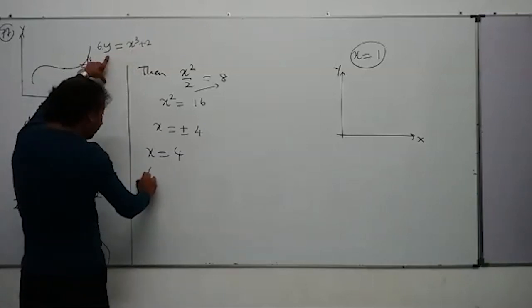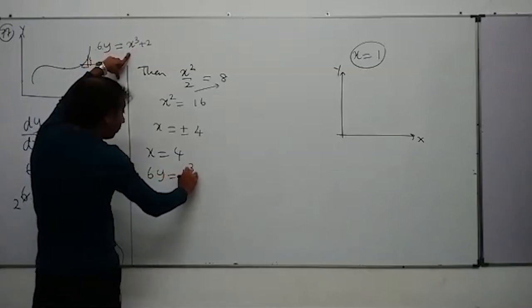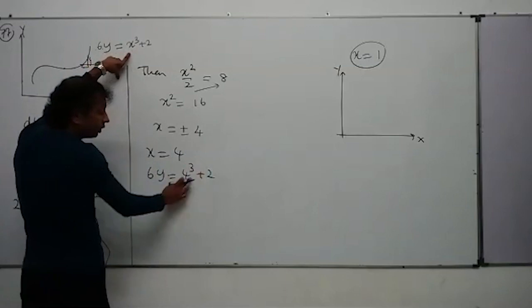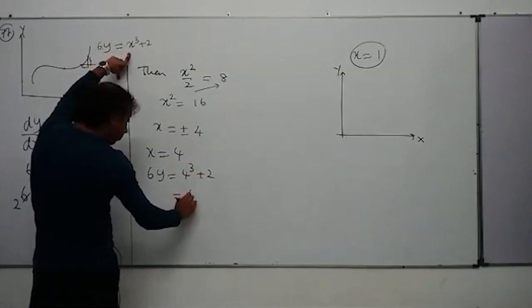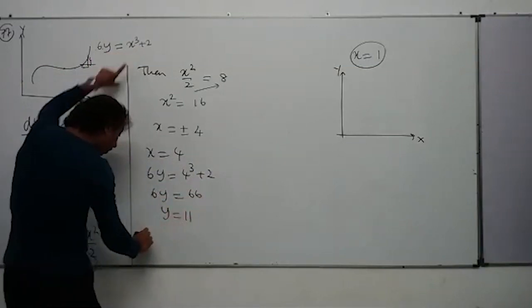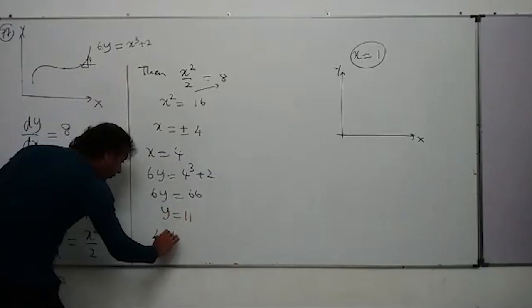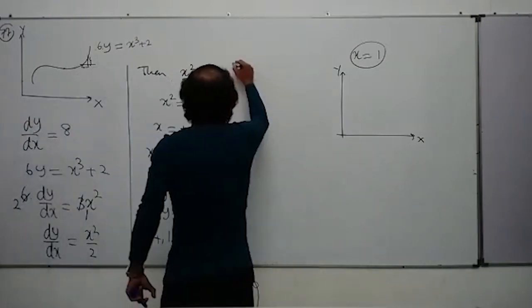Then what do you get? 6y equals x to the power 3 plus 2, that is 4 to the power 3 plus 2. 4 to the power 3 is 64, and 64 plus 2 is 66. This is 6y, so y is 11. Then one point is (4, 11).